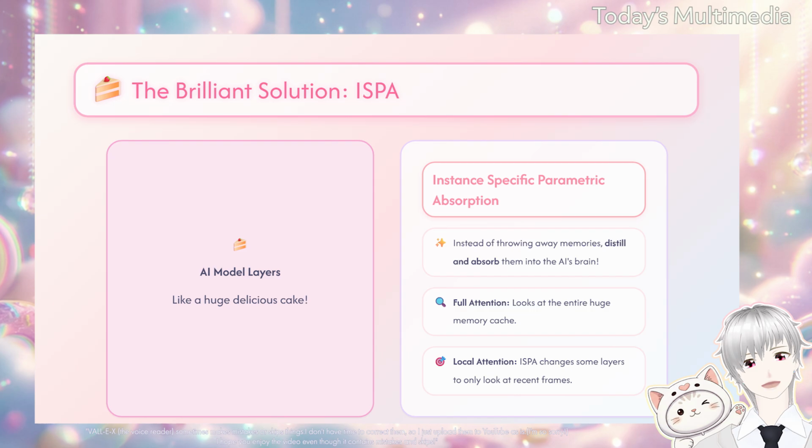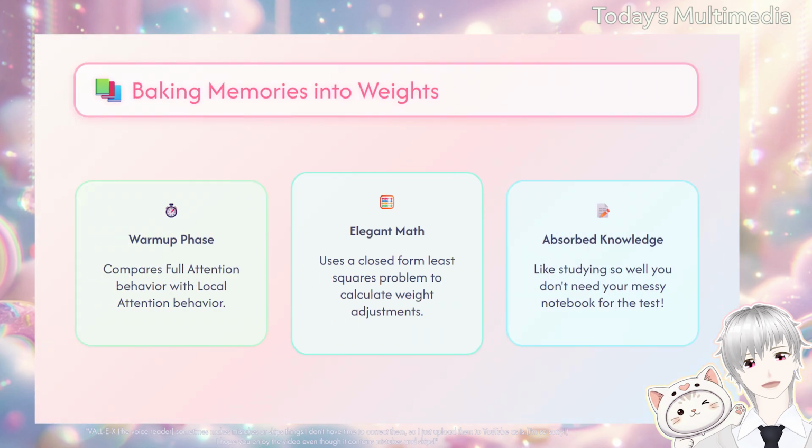Let me explain how this works in a bit more detail. Because it is super clever, the AI model has many layers, like a huge delicious cake. Normally, all these layers are full attention layers, meaning they look at the entire huge memory cache. ISPA changes a subset of these layers into local attention layers, which only look at the very recent frames, to make sure nothing is forgotten.